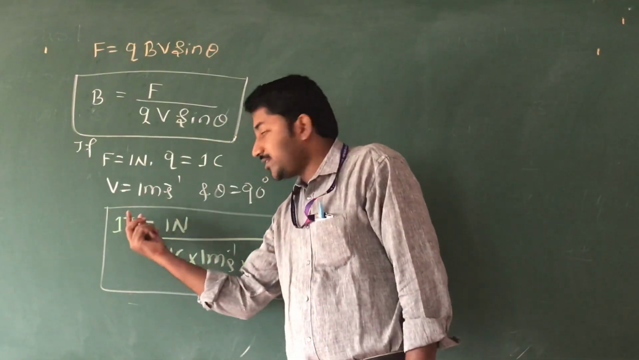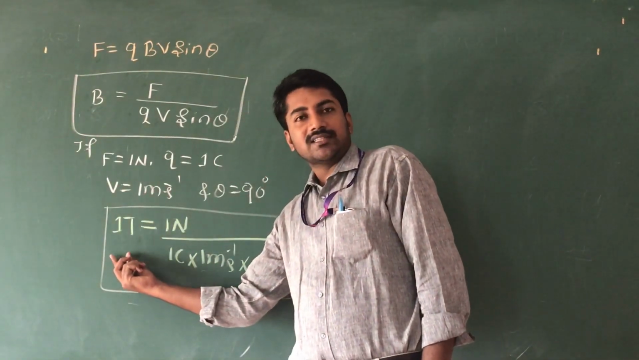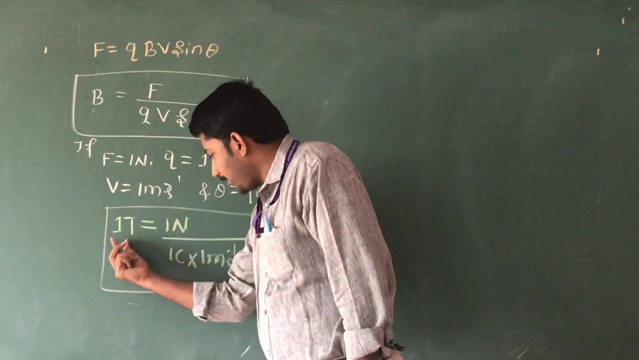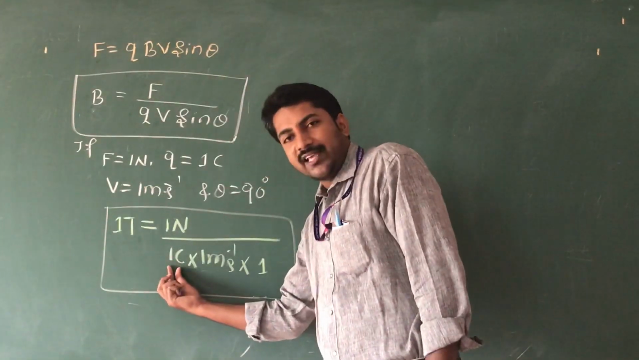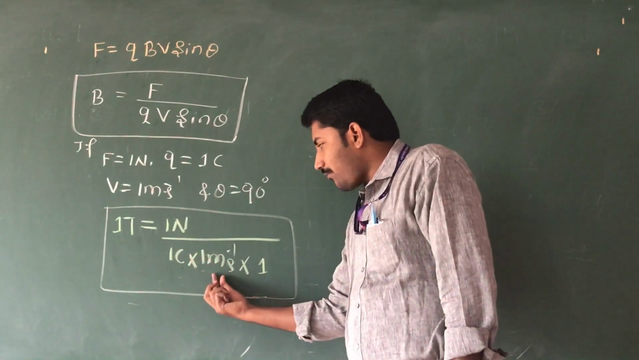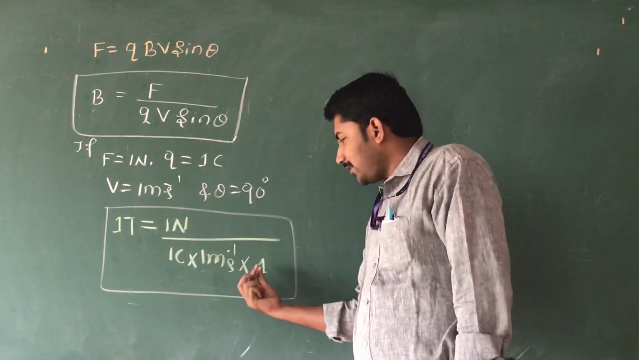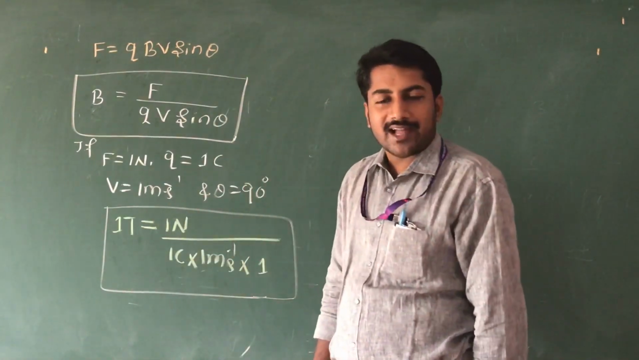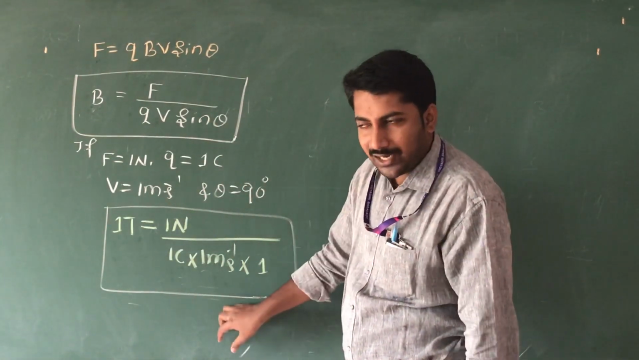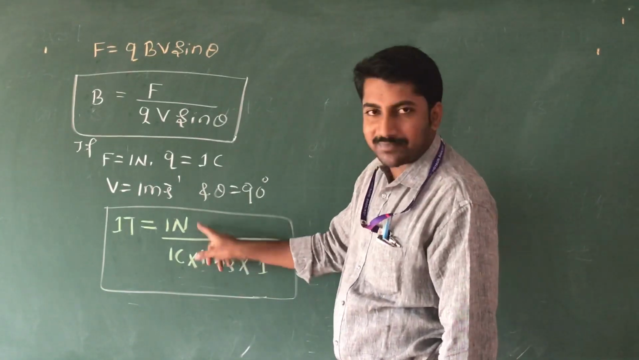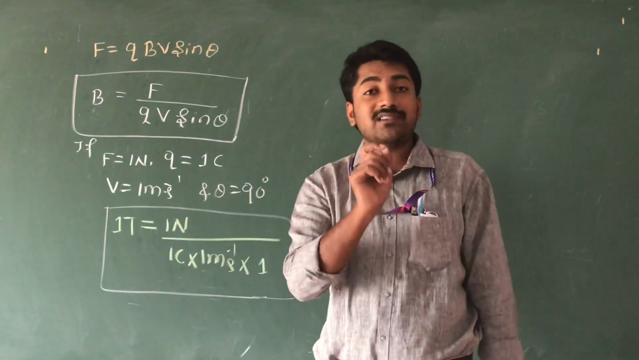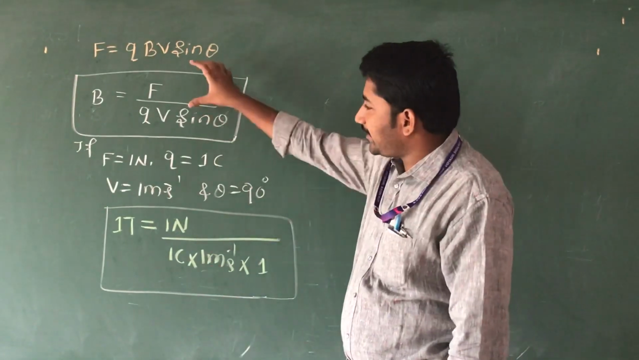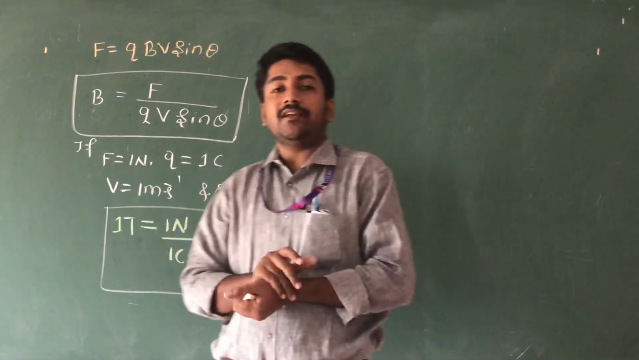1 Tesla is defined as follows: the strength of the magnetic field is said to be 1 Tesla if 1 Coulomb of charge is moving with a velocity of 1 meter per second at right angles to the direction of the magnetic field with a force of 1 Newton. Then it is called 1 Tesla. This is the SI unit of magnetic field.